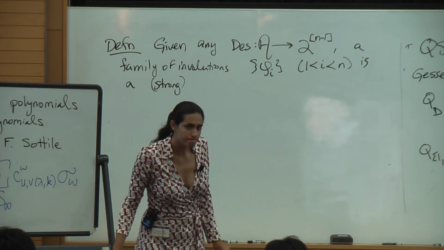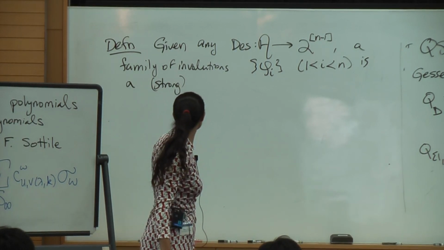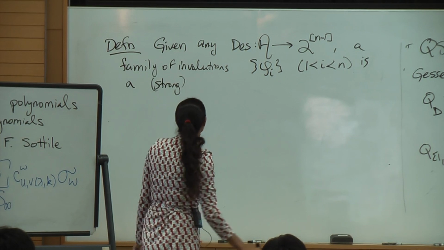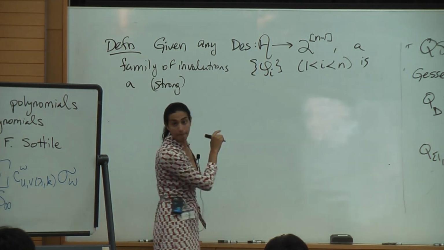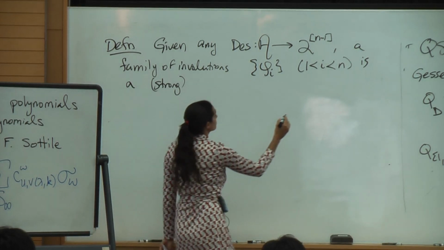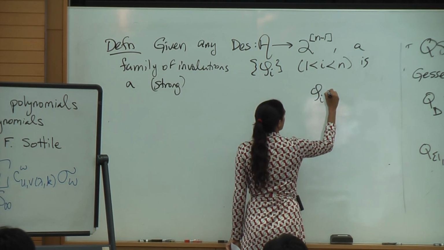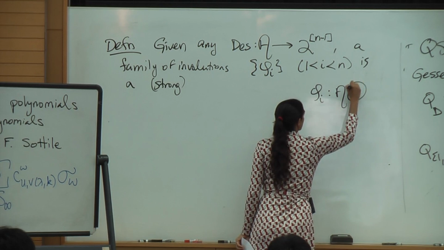What is the source of the map descent? I'm sorry? What is the source? The domain of the map descent? Of phi. So phi is an involution on A. Sorry, so phi i goes from A to itself.